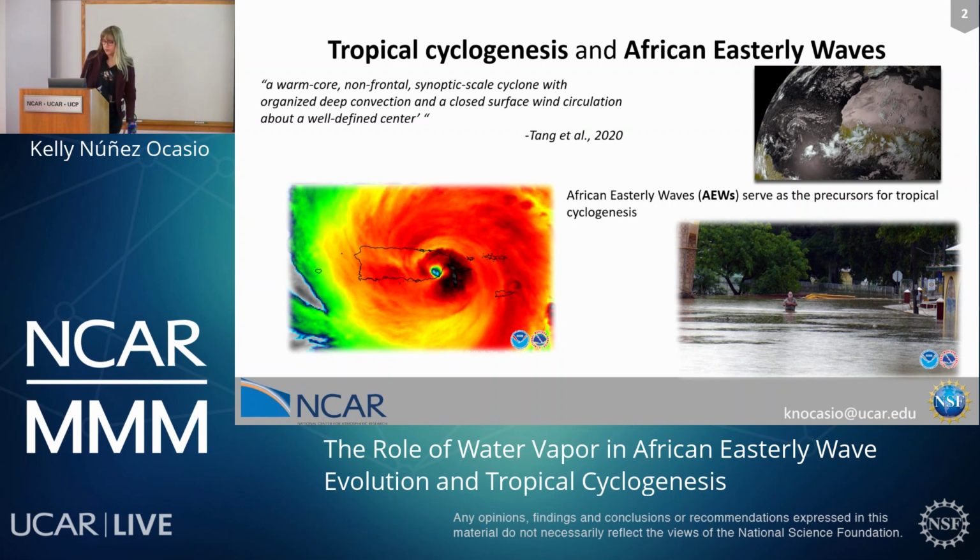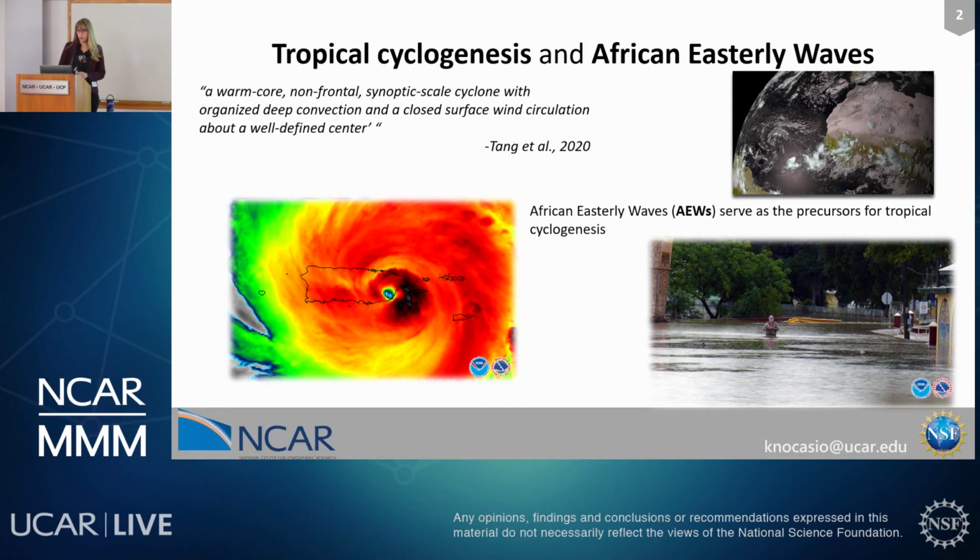So in the most recent review of tropical cyclogenesis by the World Meteorological Organization, they defined a tropical cyclone as a warm core non-frontal synoptic scale cyclone that couples with organized deep convection and has a closed surface wind circulation and a well-defined center. That synoptic scale cyclone over the Atlantic can be an African easterly wave. In a very general sense, African easterly waves are westward propagating disturbances over Africa during the northern summer months. And they can become tropical cyclones.